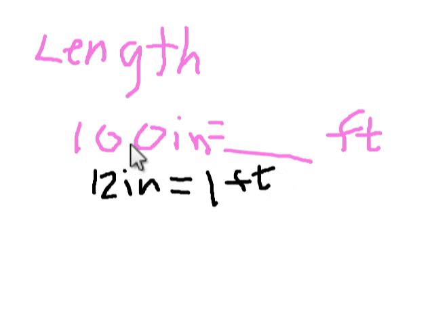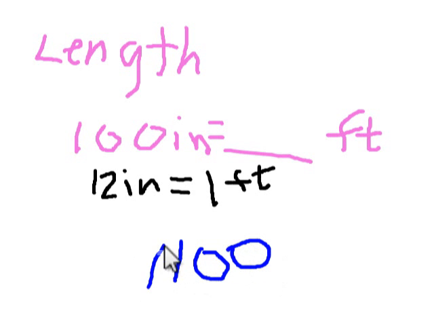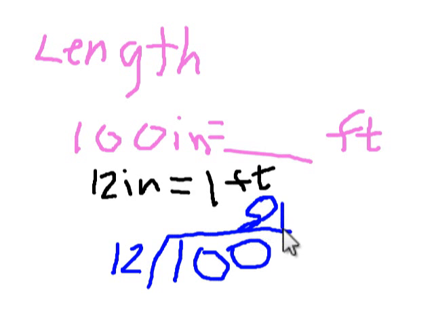So in order to go from inches to feet, we want to go from a small measure to a larger measure. So we're going to divide 100 by the magic number 12. So we're going to do 100 divided by 12. Now, I'm not going to do the division right here. You're just going to have to trust me that 100 divided by 12 is 8 with a remainder of 4.